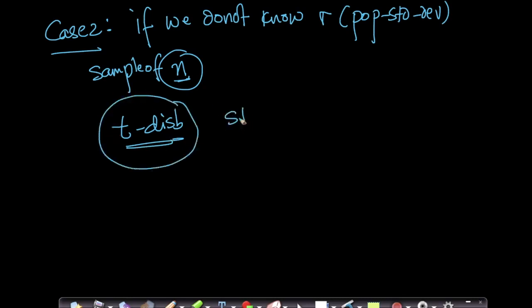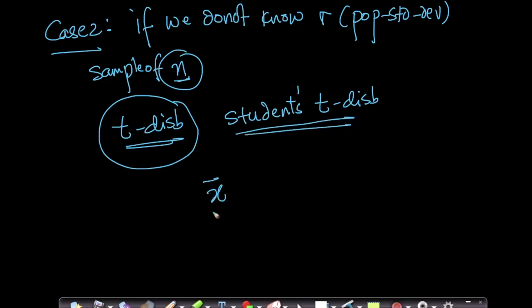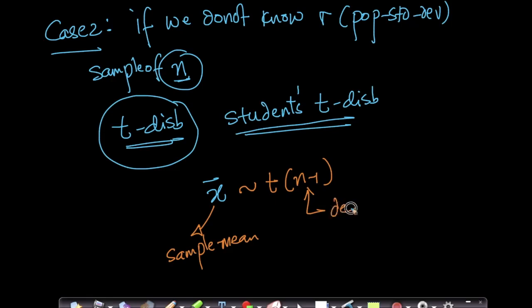It's also often referred to in statistics as Student's t distribution. What the theory says is that your x bar, your sample mean, follows a t distribution with n-1 degrees of freedom. This is called degrees of freedom. Your x bar follows a t distribution with n-1 degrees of freedom.